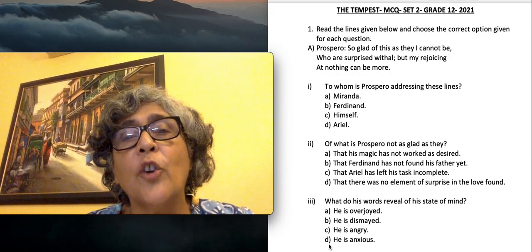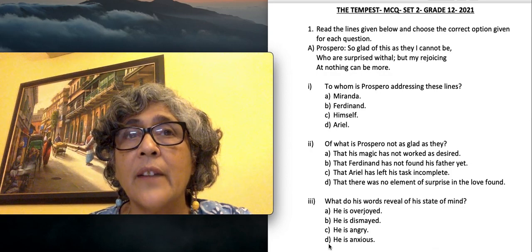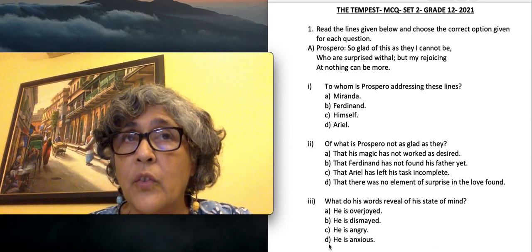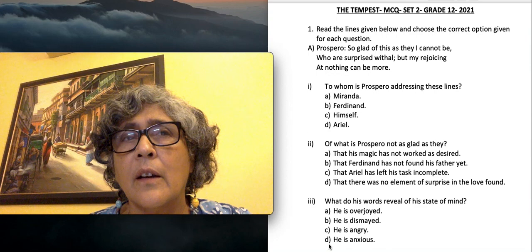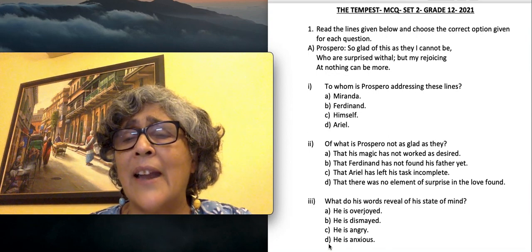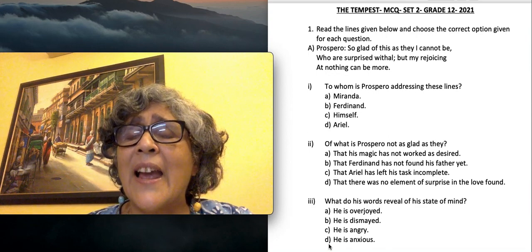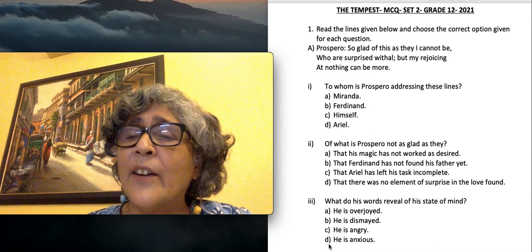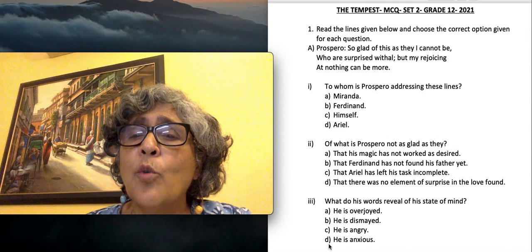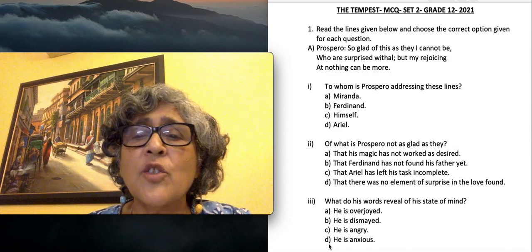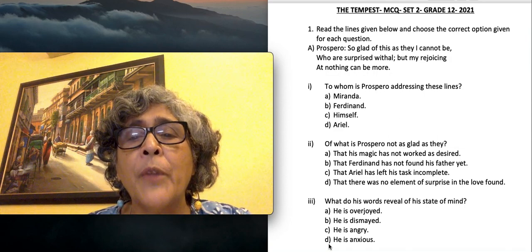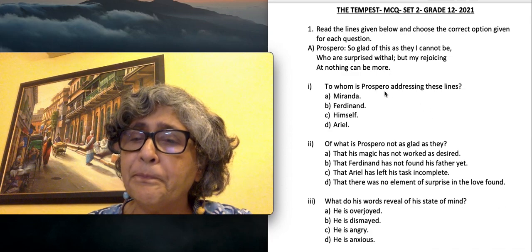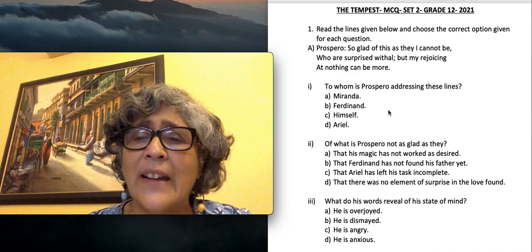But for this one, I thought, okay, there are 30 questions, again, 10 based on the extract from Act 3, Scene 1. If you see the lines right in front of you, read the lines given below and choose the correct option given for each question. "So glad of this as they I cannot be, who are surprised withal, but my rejoicing at nothing can be more." And then the questions are based on this extract.